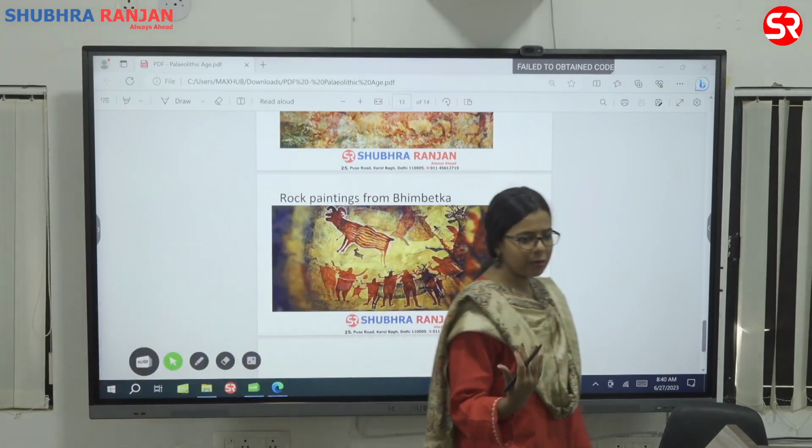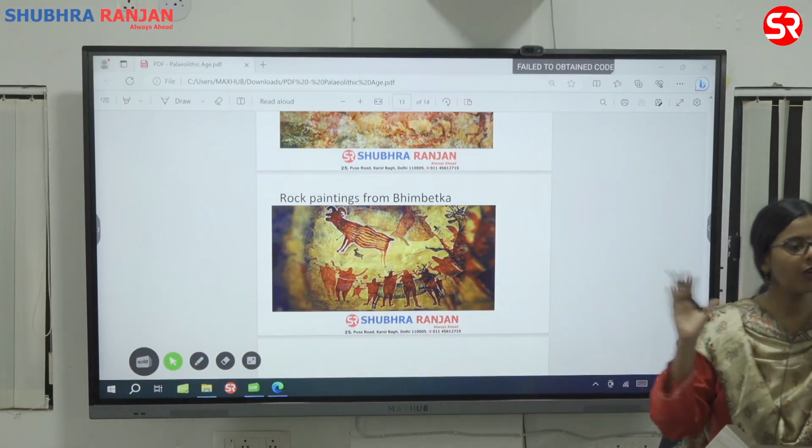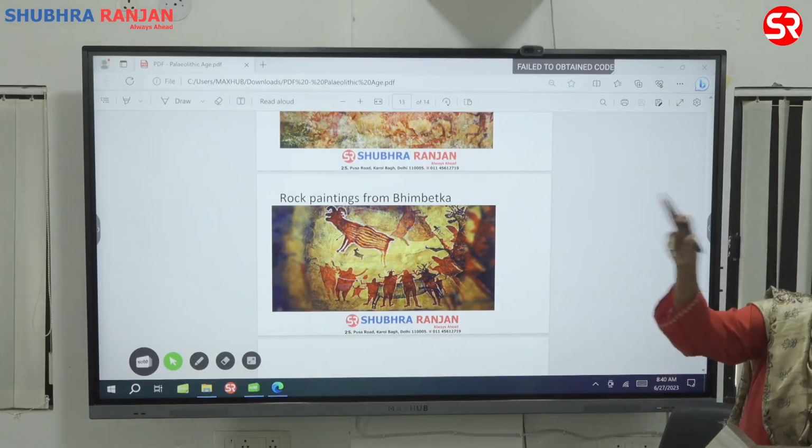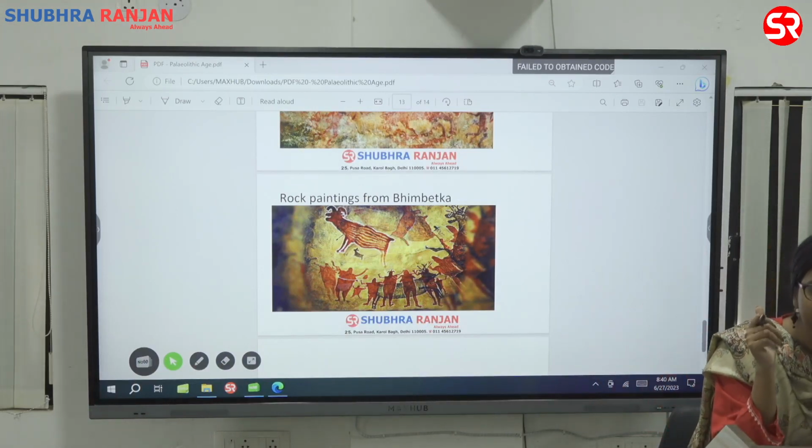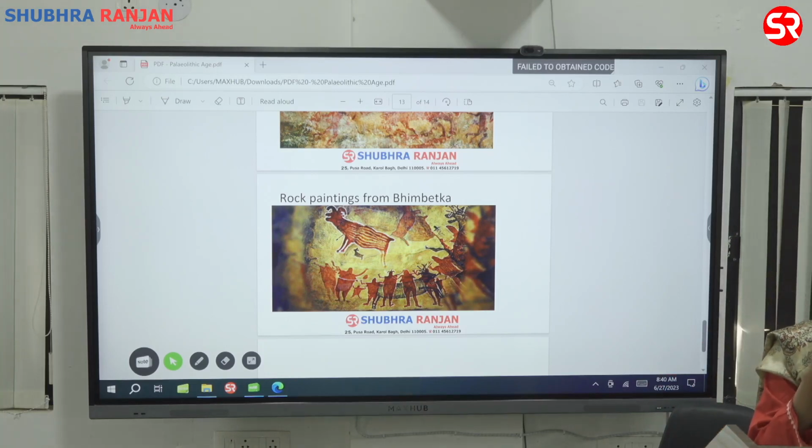If you go to Bhimbetka even today, you will not be able to understand what is painted on the wall. Why? Because they have painted one wall 20 times, 25 times. So they are making one painting over the other, then repainting it. So that is why it's very difficult to understand what is painted. A person who is an expert will be able to figure out what is painted.